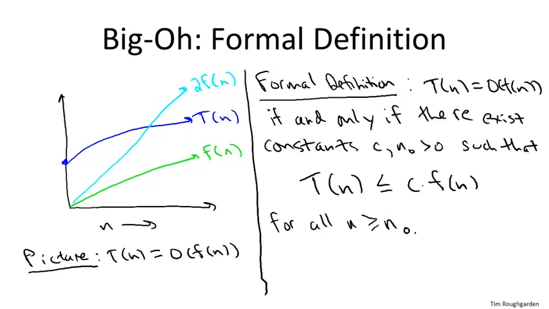So going back to the picture, what are c and n naught? Well, c of course is just going to be 2, and n naught is the crossing point. So if we look at where 2 f of n and T of n cross, and then we drop the asymptote, this would be the relevant value of n naught in this picture. So that's the formal definition. The way to prove that something's big O of f of n, you exhibit these two constants, c and n naught, and it better be the case that for all n at least n naught, c times f of n upper bounds T of n.